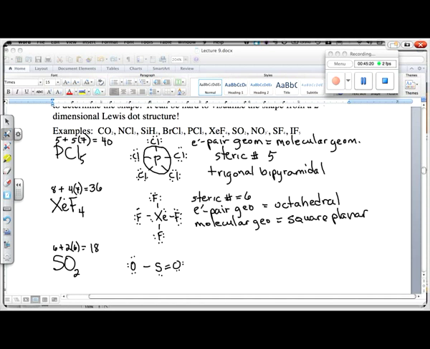Okay, so now we have 2, 4, 6, 8, 10, 12, 14, 16, 18. All right, focusing on the central atom, I see three groups of electrons around it, so the steric number is 3. The electron pair and molecular geometry are not going to be the same. The electron pair geometry is trigonal planar, just like everything in that row.